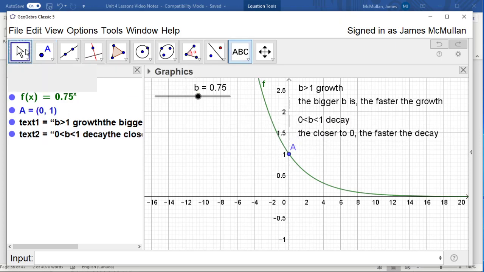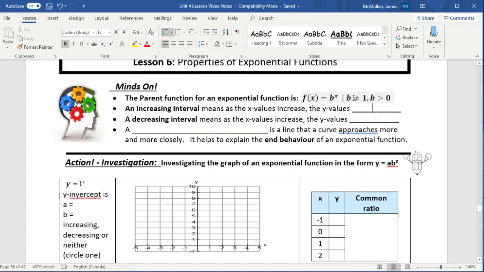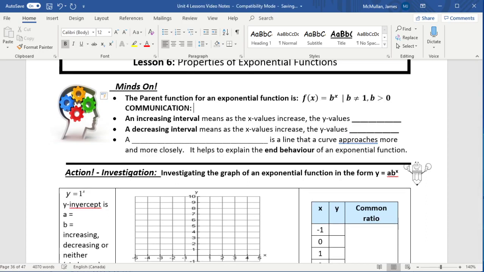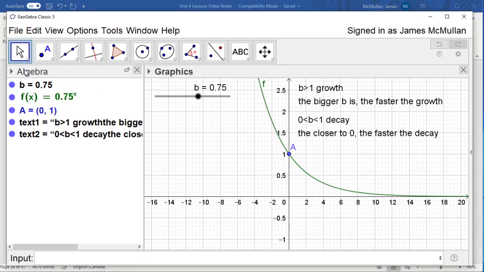Now, what happens when b is actually 1? Because if you go back to what I said here, I said b is not allowed to be 1. So why not? It's a really good communication question. I always ask this question, which is simply: explain these restrictions. So let's just type that under here. Communication: explain the restrictions on b. So let's explain why b cannot be 1.